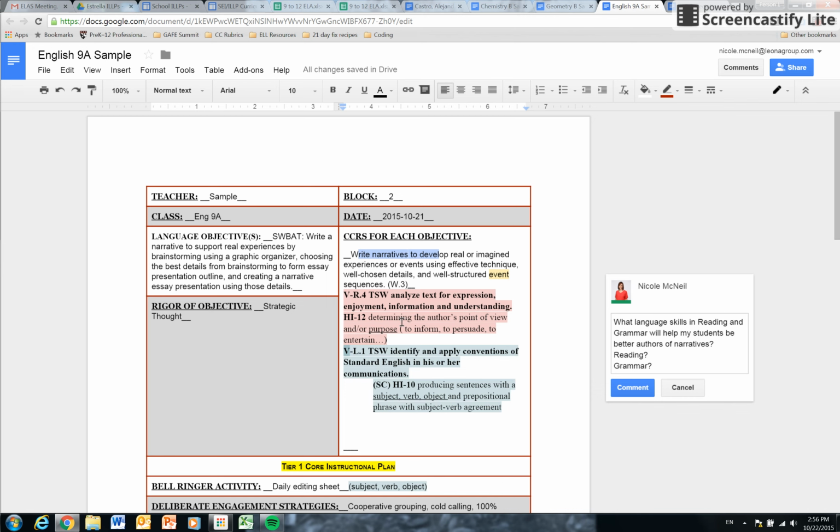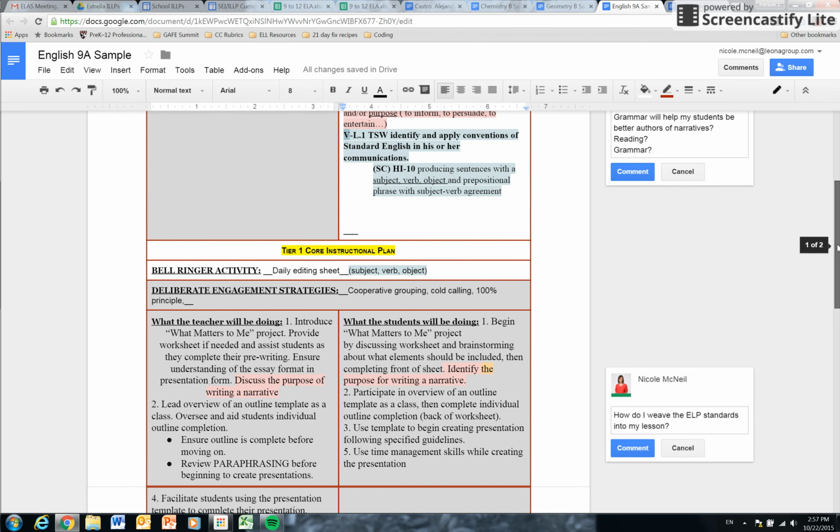So I copied and pasted it here. And I underlined purpose because I'm only going to use students identifying the purpose of their narrative for this lesson or for this week. So then the grammar standard was for students to produce sentences, and I underlined subject, verb, and object because that's all I'm going to focus on this week. Throughout the semester, I can continue to add these other parts of it. Now, that's all I have to do. I don't have to write an objective for each of these standards. The next thing I need to do is weave it into my lesson.